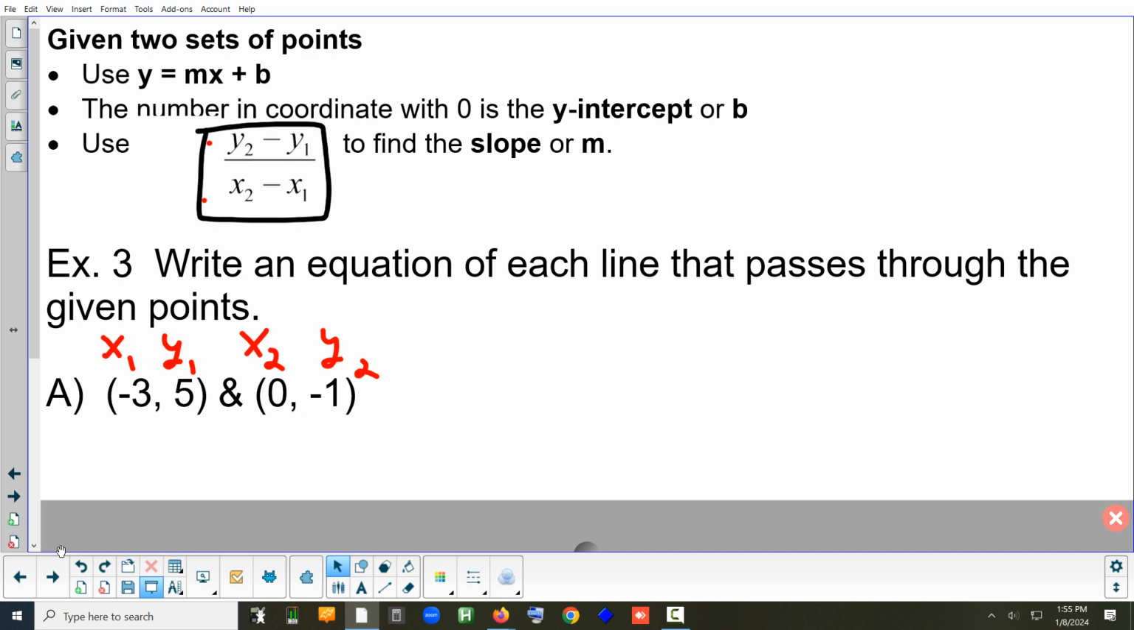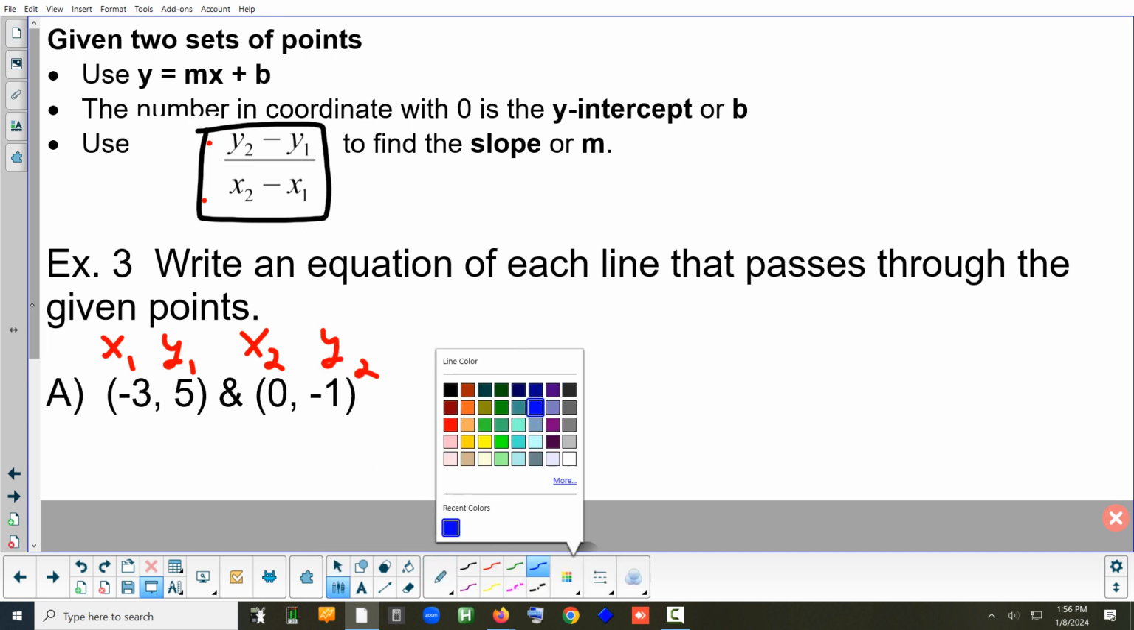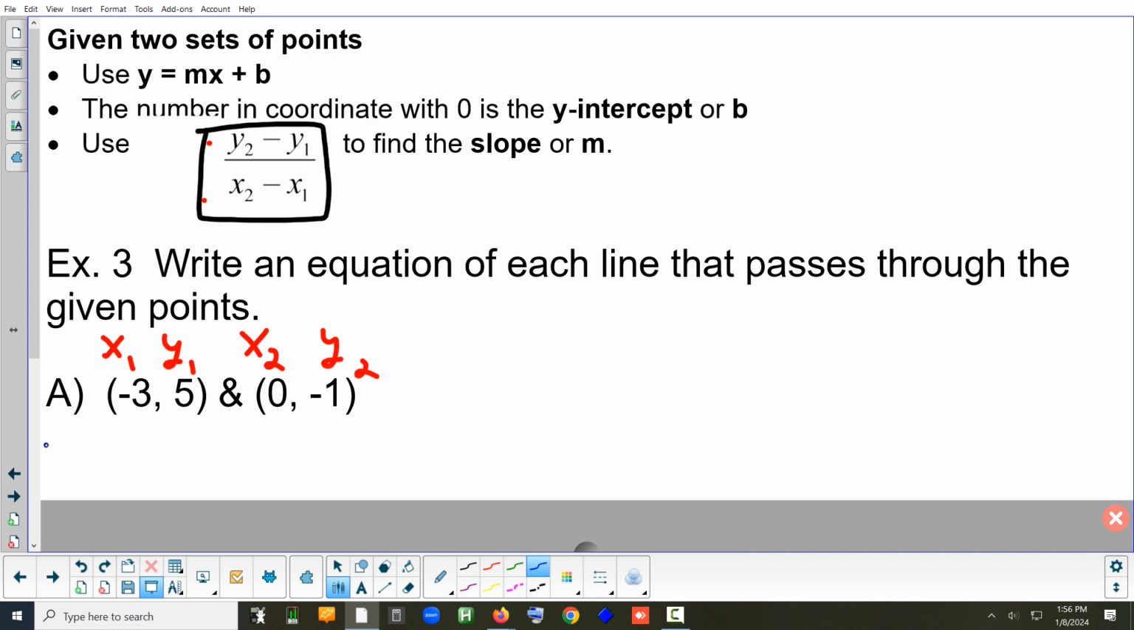Okay, so let's see if we can figure it out. The number in the coordinate with the 0 is the y-intercept. So does anybody think they see which number is the y-intercept? 5. The number in the coordinate with the 0. Oh, -1. Yeah, -1. This is the coordinate with the 0, and that's the number with the 0. -1. What's the -1 again? The y-intercept. That's my y-intercept. Yep. Okay, Eli, what else do I have to find besides the y-intercept? Yep, I need the slope.